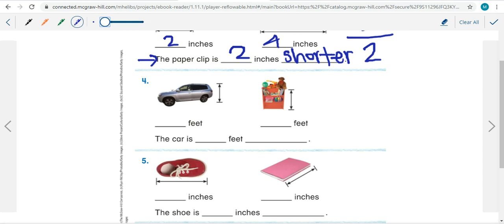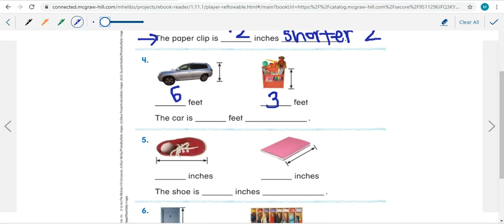Maybe 6. Let's write 6. Remember that we are estimating, so maybe 6 feet. Now, this is a toy box. It's a furniture. Maybe we can write 3 feet, about a yardstick. So the car, as you can see, the car is bigger based on our estimation.